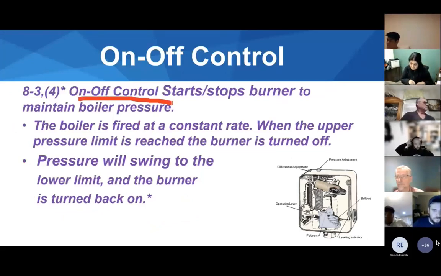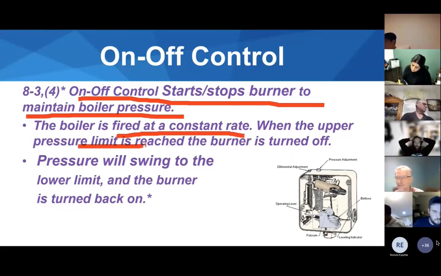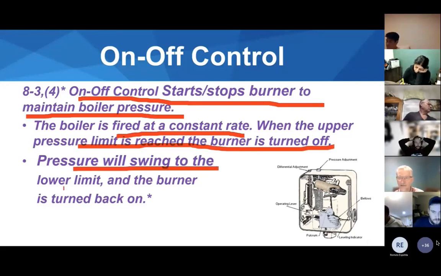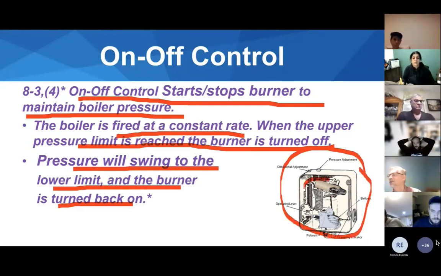So on-off starts and stops the burner to maintain the pressure. If this is a steam boiler, it's going to look at pressure. It's going to start and fire the boiler at a constant rate. When upper pressure limit is reached, the burner is turned off. Pressure will drop and swing down to the lower limit, and the burner will be turned back on. And a controller that does that looks like this. Somebody see something familiar in here?